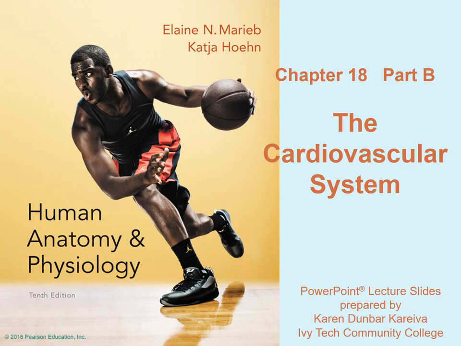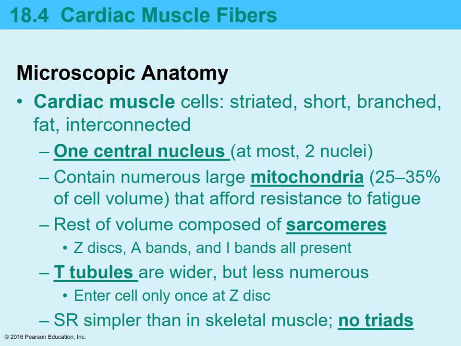B of the cardiovascular system. We're going to look at the cardiac muscle fibers and start off with the macroscopic anatomy. The cardiac muscle cells are striated, they're branched, they're short, and they're interconnected. There tends to be just one central nucleus. They do contain several large mitochondria.